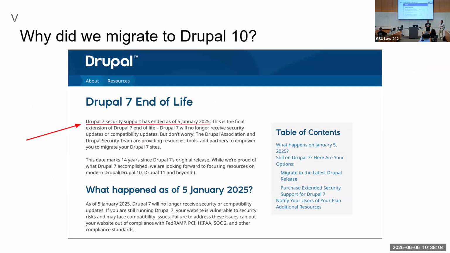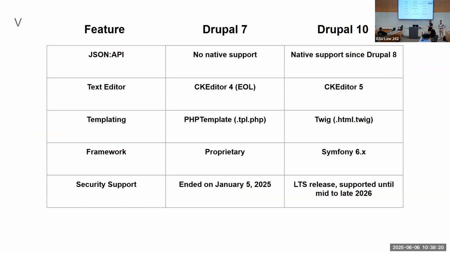One big reason why we upgraded to Drupal 10, as you can see highlighted in red, is that Drupal 7 security support ended a few months back, on January 5th, 2025. So it was very imperative for us to upgrade as soon as possible. So let's talk about some features that Drupal 10 offers compared to 7.